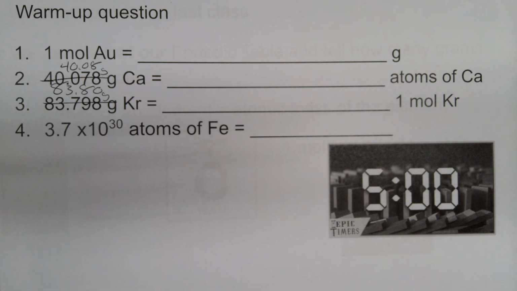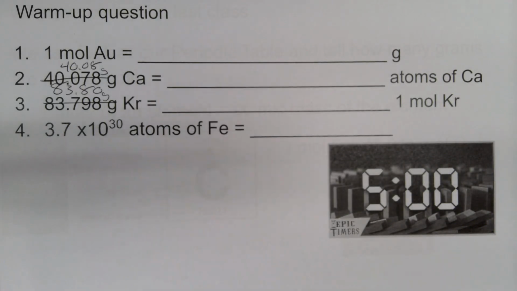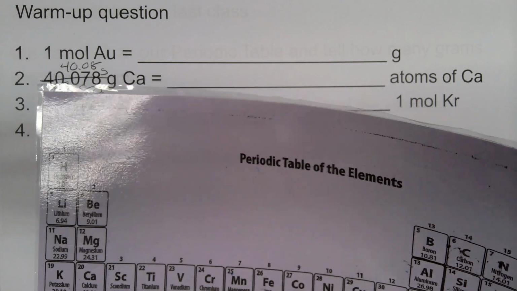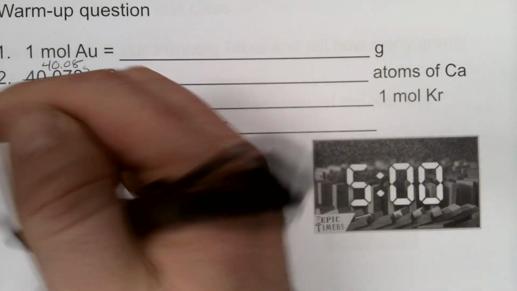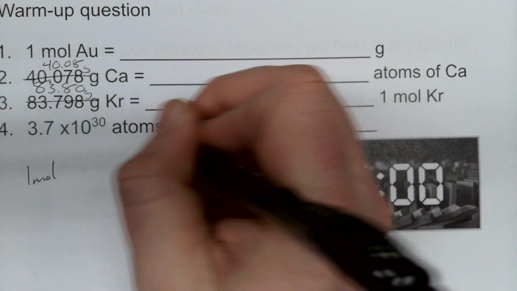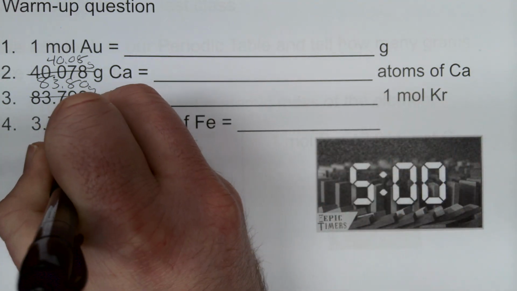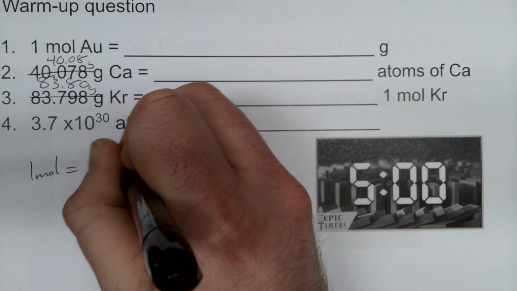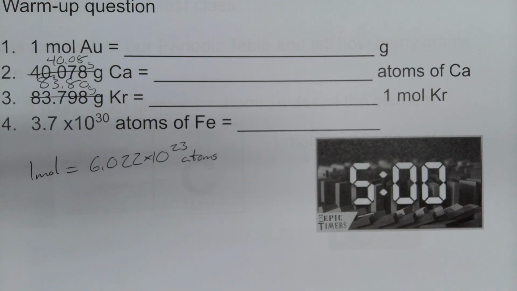Today we are going to focus on calculating the molar mass of a compound. Everyone should have a handy periodic table next to them. I should remember that whenever I have a mole of something, whether that mole be of gold, krypton, iron, or calcium, my mole always equals 6.022 times 10 to the 23 atoms of that material.